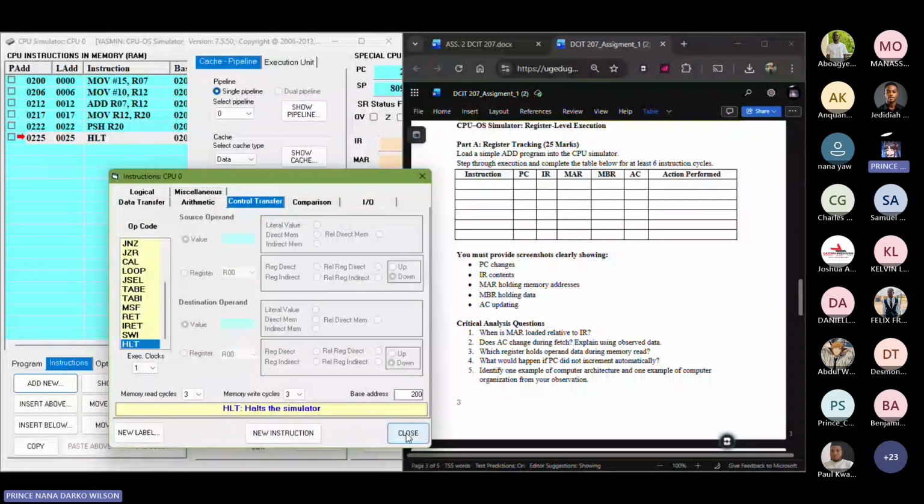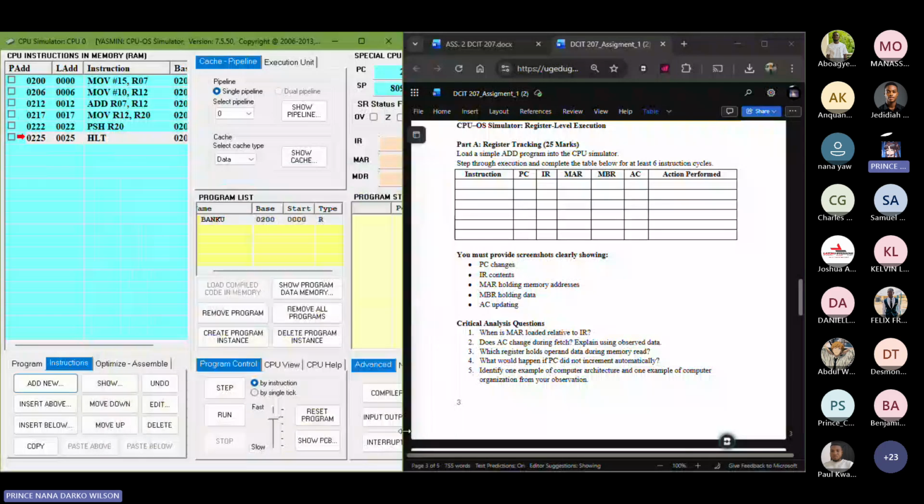There is line 1. The job of line 1 is to move the number 15 into register 7. The job of the next is to move 10 into register 12, add register 7's value to register 12, move what is stored in register 12 after the addition to register 20, and then push that value into the RAM. So currently this will be held in the registers, but the push instruction is used to add into the RAM. And then there is the halt instruction.